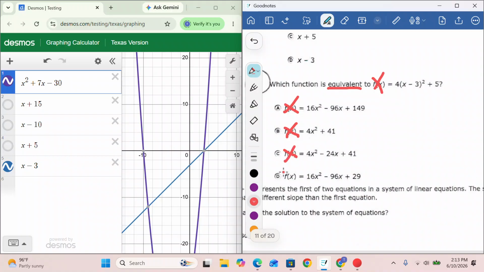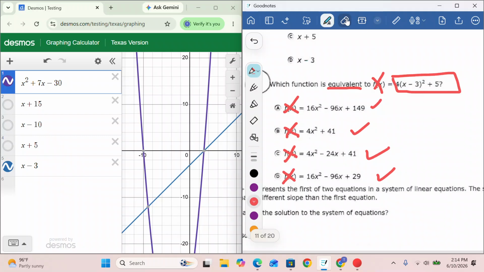Unfortunately, on the computer, you can't scratch it out. But there are features that you can use on the computer. So what are we going to do here? We're going to graph this one right here, and we're going to graph this one, this one, this one, and this one. And you're going to find out which one matches the graph. And that's all you're going to do.